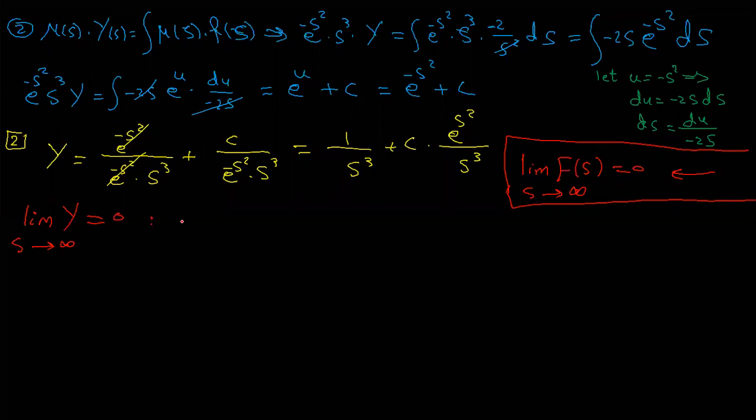Let me check with you. Now, I have two terms, 1 over s to the power 3. Could you please tell me this term when s tends to infinity will go where? 0. Great. Second term, I have c e to the s squared divided by s to the power 3. Don't care about the constant. This term, when s tends to infinity, will approach where?